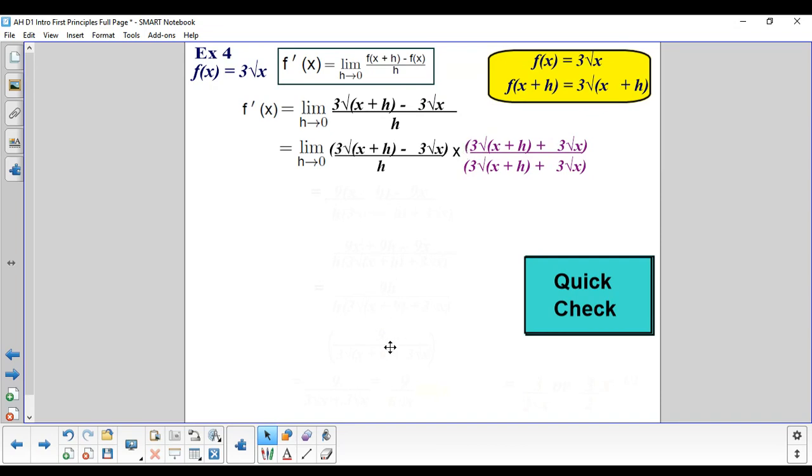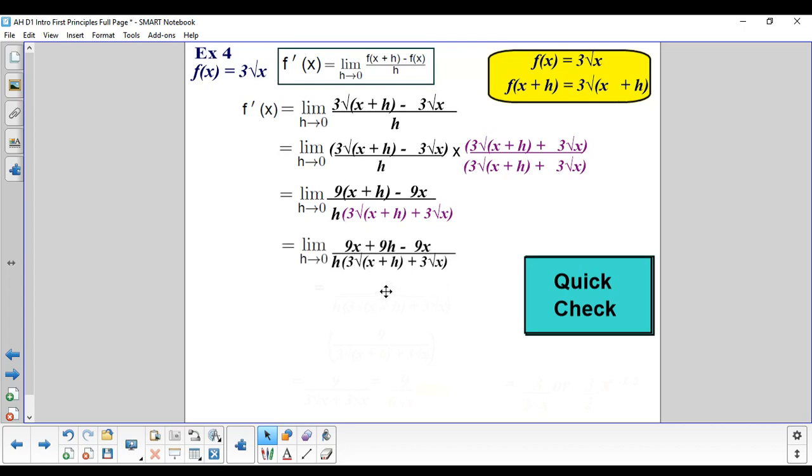3 times 3 is 9, and root x plus h times root x plus h is just x plus h. Minus, and the plus cancel the middle terms out, which is why we're doing this, and then plus and minus is minus. 3 3s are 9, root x times root x is x, so it goes actually really nicely to that. The next stage is to open up the brackets as we have done before, and then you'll see that 9x and then minus 9x cancel out.